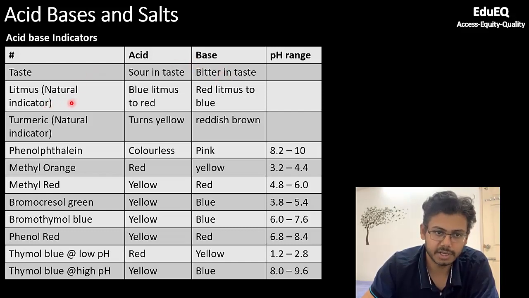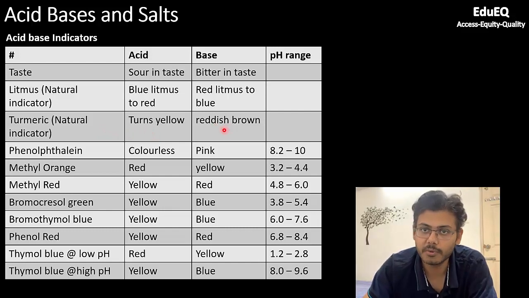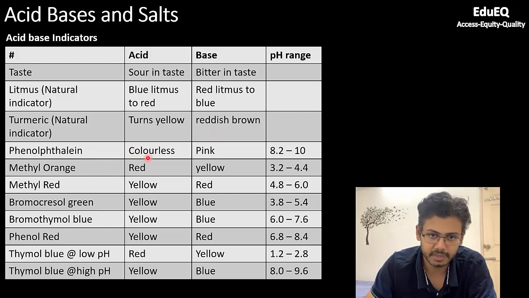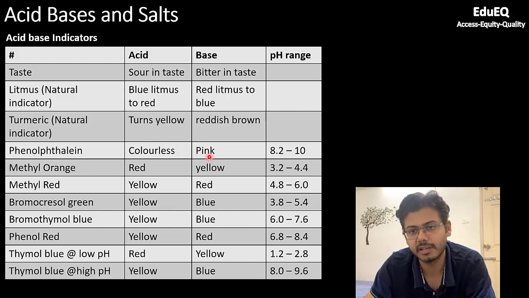Coming to the color change, litmus, which is a natural indicator: if you put acid solution in it, it will turn blue litmus to red, and vice versa, with base it will turn red litmus to blue. Turmeric, which is also a natural indicator, turns yellow in presence of acid and reddish brown in presence of base. Phenolphthalein will turn colorless in presence of acid, and in presence of base it will turn pink. So these are the pH ranges where all these indicators work.